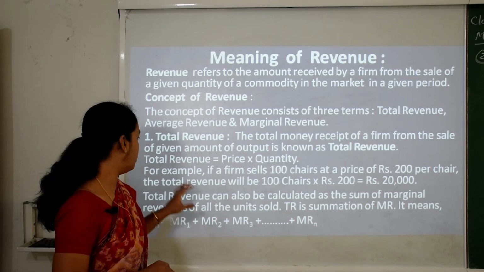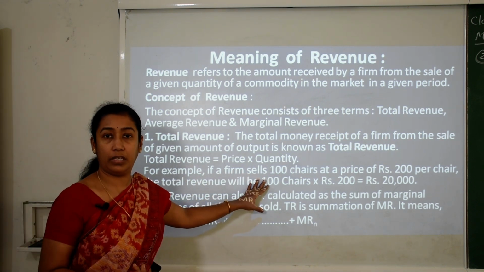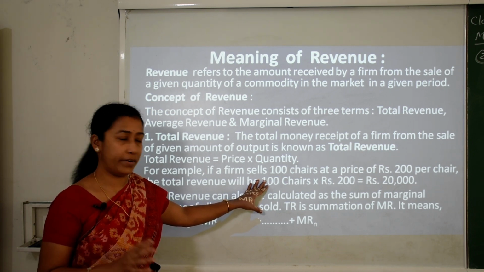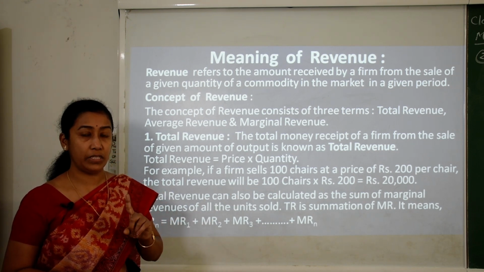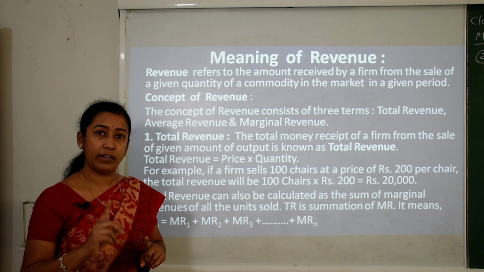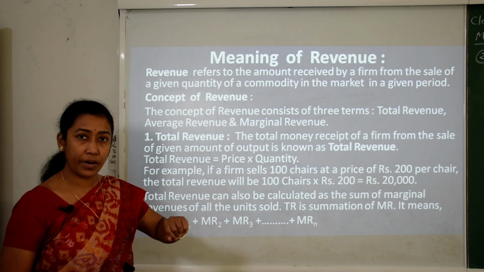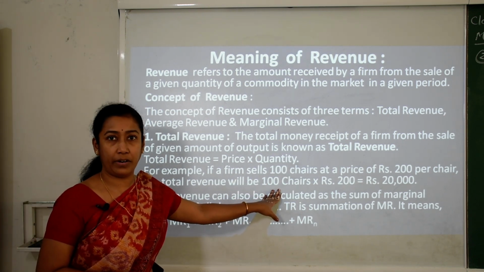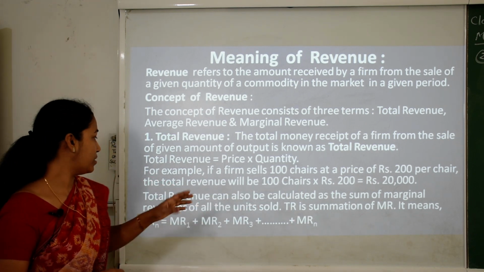For example, imagine a firm which sold 100 shares at a price of ₹200 each. The firm sells each share at ₹200, and if it has sold 100 shares at ₹200 per share, then the total revenue will be quantity, that is 100 shares, into price, that is 200, and we will get ₹20,000 as total revenue.